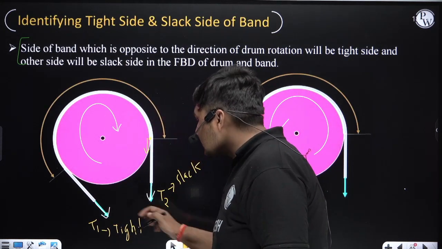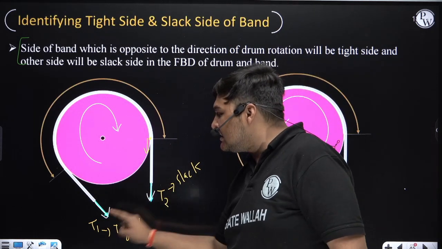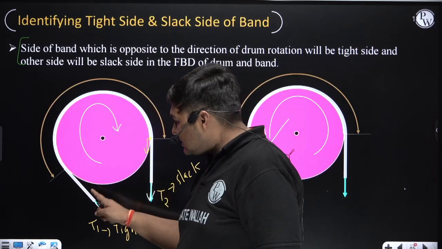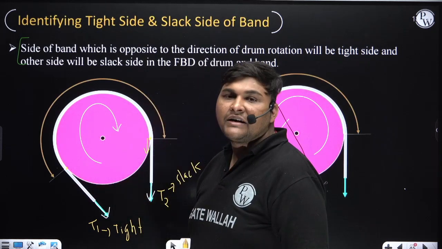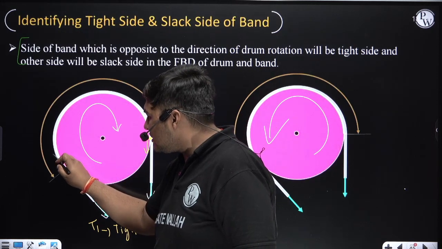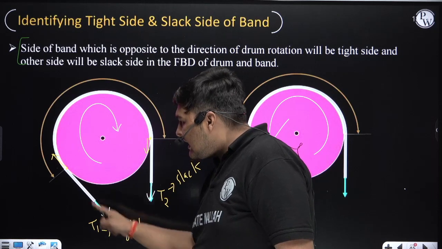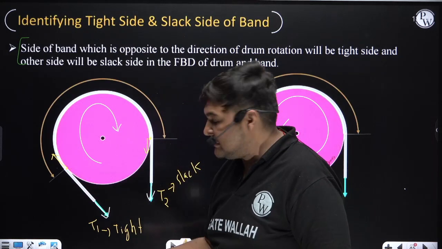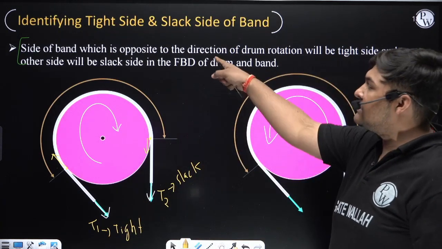Suppose I am checking this side first, and if it is the tight side, the other will be the slack side. So for that, this is the direction of tension. Now this side of the band is attached with the drum at this location. Now see the direction of velocity of this point. The drum is rotating clockwise, so the direction of velocity at this location will be this. So on this side, the direction of tension and direction of velocity are opposite, and if opposite, it will be the tight side. Means this is the tight side, and if it is the tight side, the other will be the slack side. Same thing is written here.